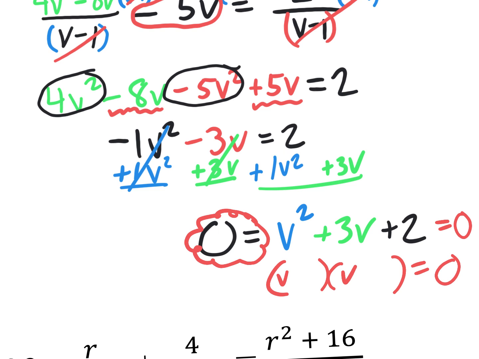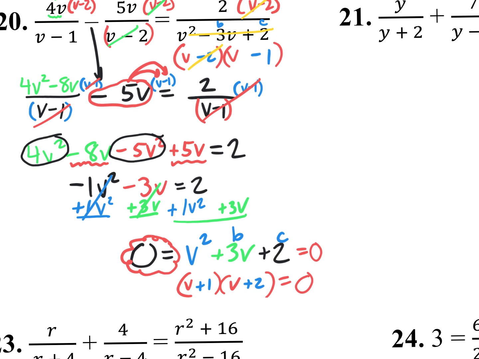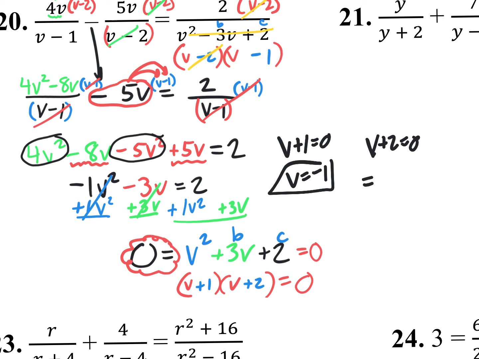So what times what is the c value 2 that if you add together is b? Man, that's been the same combo on a lot of these questions. 1 and 2, right? So plus 1, plus 2. So if you split them and set them each equal to 0, we're going to have v plus 1 equals 0, which will give us the answer v equals negative 1. And then we'll have v plus 2 equals 0, which gives us the answer v equals negative 2. So those are our two answers.